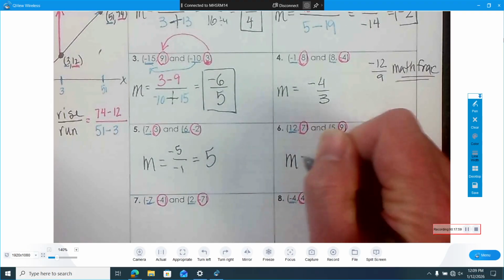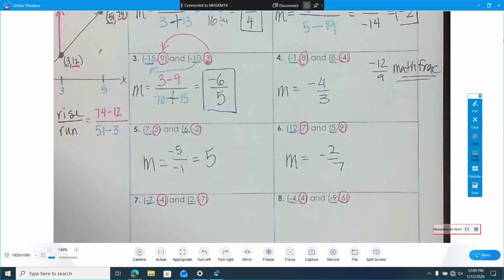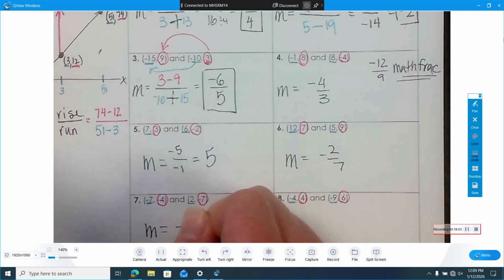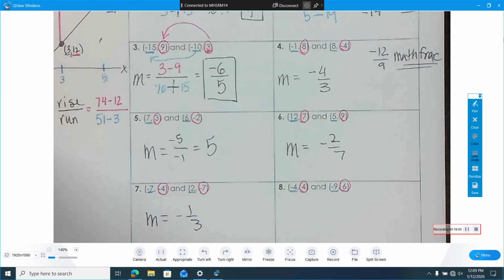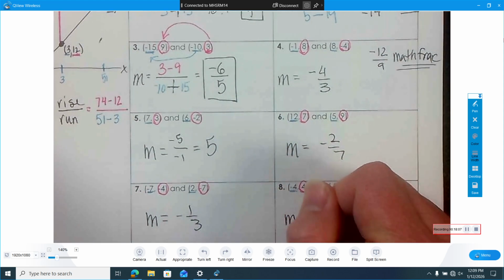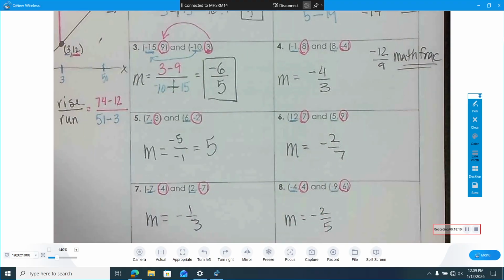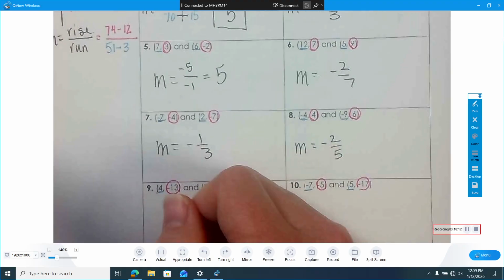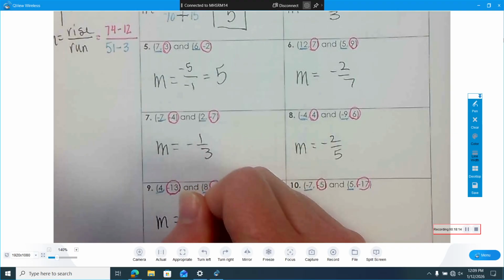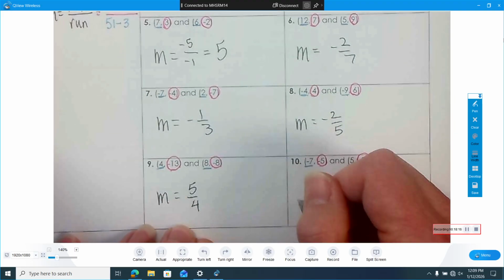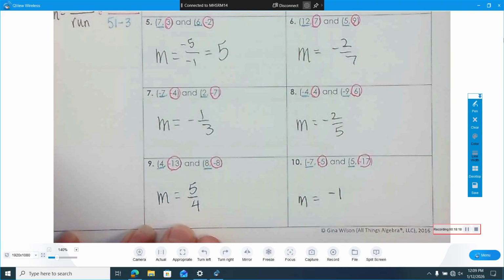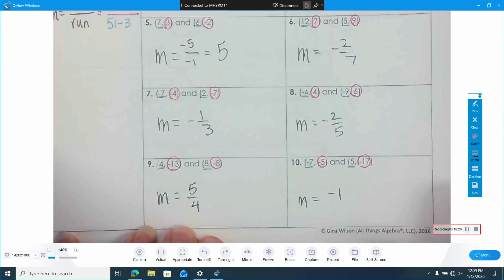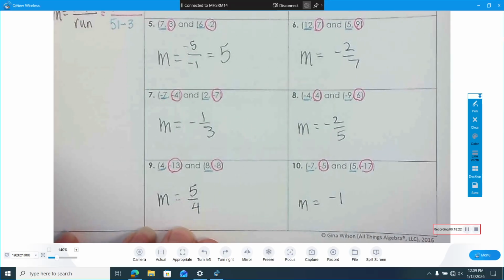On number 6, negative 2 over 7. Number 7, negative 1 over 3. Number 8, negative 2 over 5. Number 9, 5 over 4 for the slope. And number 10 is a negative 1 for the slope. We're going to keep practicing.